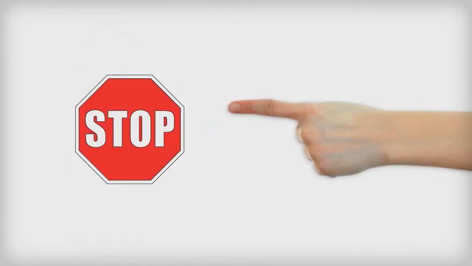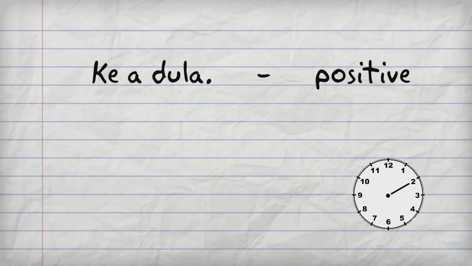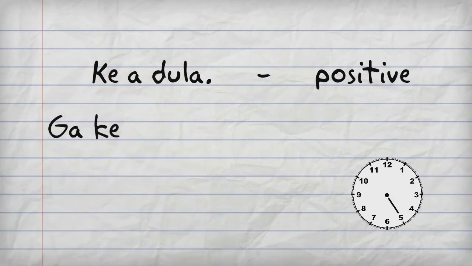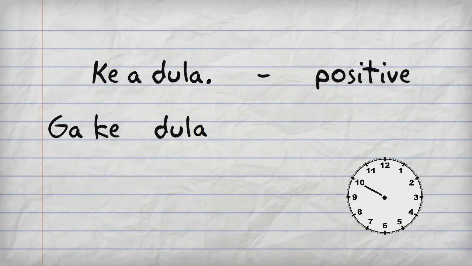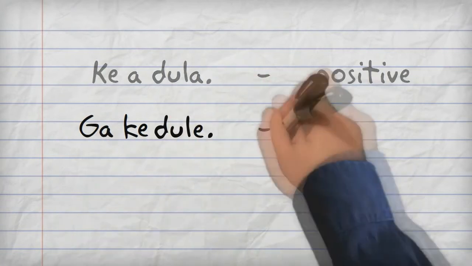Okay, stop for a second. Let me explain. Ke adula is the positive form of the sentence. To turn it into the negative, we start with ga. Ke stays in the same place, but we take away the a. And we change the verb ending from a to e. So, dula becomes dule. Gake dule.